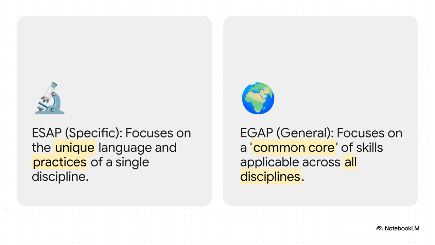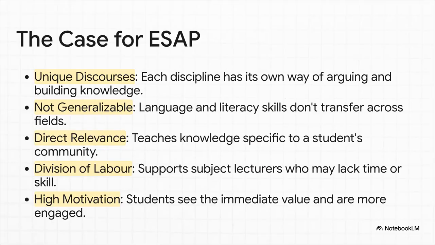Now, the case for ESAP is incredibly strong. It argues that every single discipline is its own little world, with its own language, its own rules of argument. From this point of view, teaching some generic academic English is like trying to teach sports without picking a specific game like soccer or tennis. The ESAP approach is directly relevant to what students need, and that gives them a huge motivational boost. They can see the point immediately.